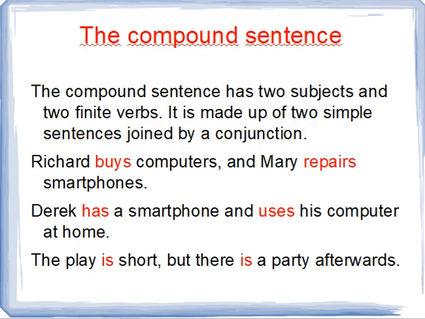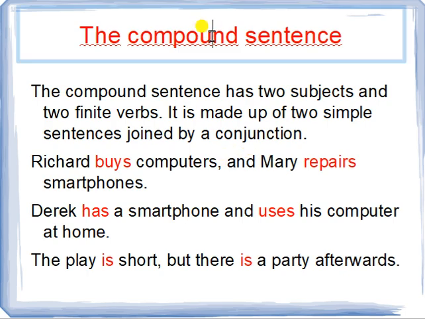The compound sentence is when you take two simple sentences and you join them together with a conjunction. Richard buys computers, that's one simple sentence. Mary repairs smartphones, that's another simple sentence. And they're joined by the conjunction and. It's a compound sentence, like compound glues and compound verbs and compound nouns. Two things stuck together.